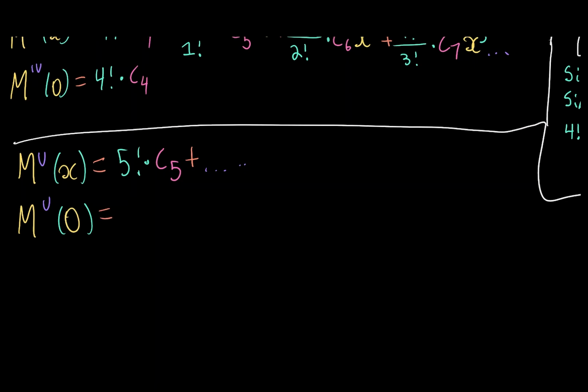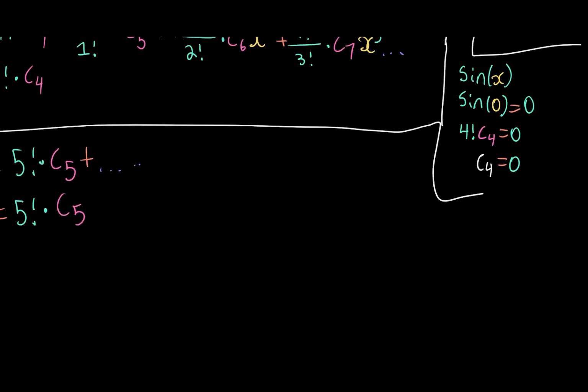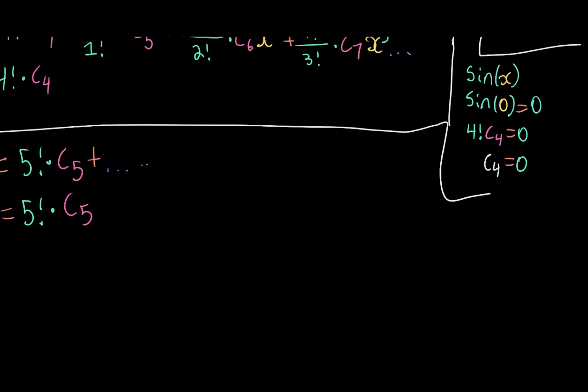Is equal to 5 factorial times c5, and we want that to be equal to 1. So then let's do our little algebra. So that becomes 5 factorial times c5 is equal to 1. Let's use this color. And then we'll find that c5 is equal to 1 over 5 factorial.